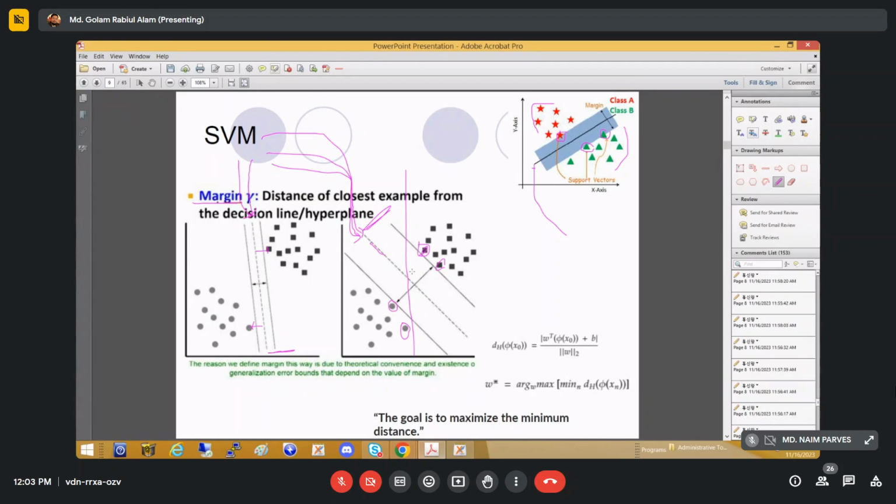That's why it is mentioned that the data points closer to the hyperplane we usually call support vectors. And for these support vectors, if we place it this way, then this will be the distance, maybe the minimum. But we need to maximize this distance. Maximize the distance.